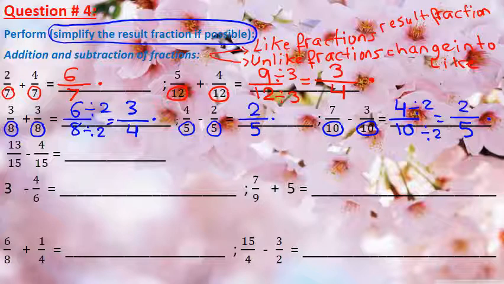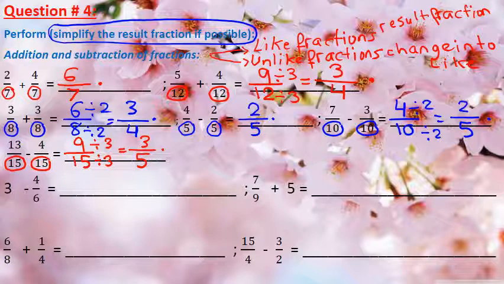Now, 13 over 15 minus 4 over 15. Denominator 15, denominator 15. So these are like fractions. In the result fraction, the denominator is 15. 13 minus 4 is 9. 9 over 15, we can reduce both terms by 3. 9 divided by 3 is 3. 15 divided by 3 is 5. 3 over 5 is an irreducible fraction.